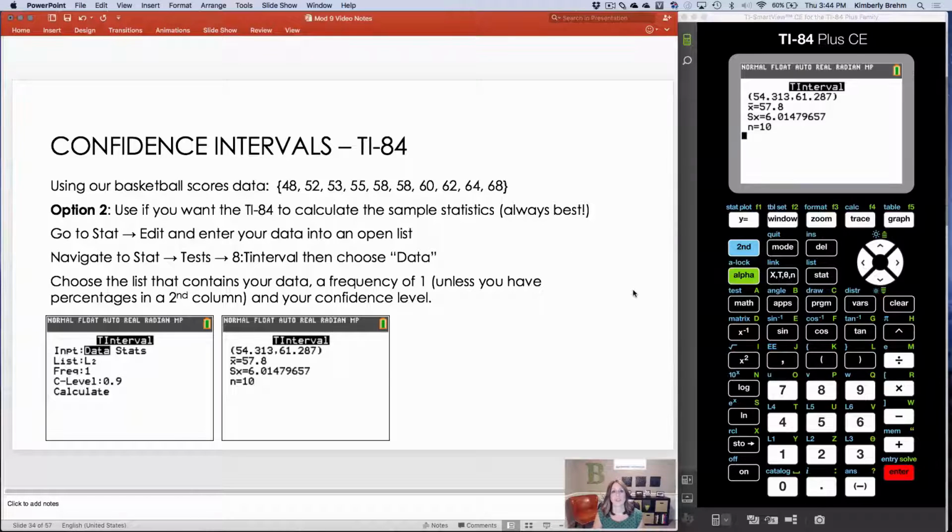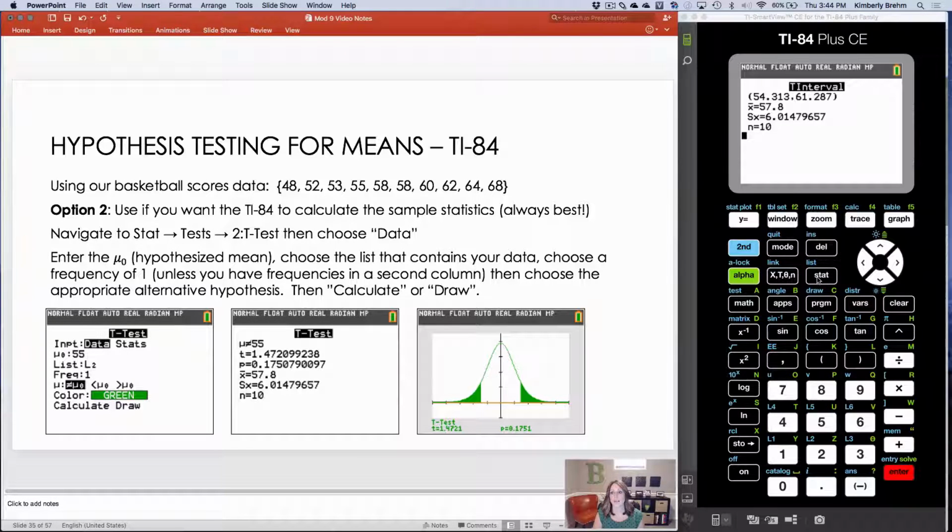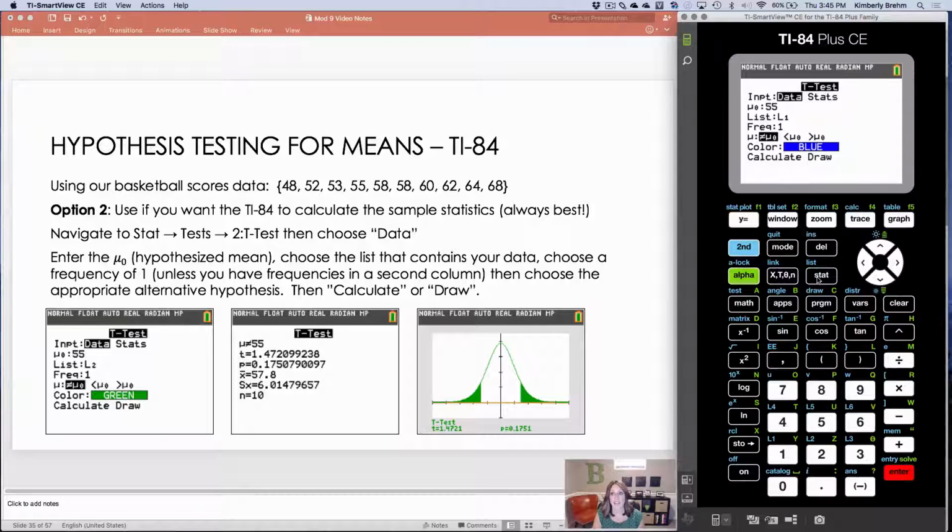And then if I wanted to do the same for a hypothesis test using my data, I would go to Stat, Tests, and 2. Choose Data instead of Stats. I'm still including my null hypothesis, which was 55. Notice now I'm just choosing the list where I'm telling my calculator to get my data. Frequency is 1. Not equal to is my alternative. And then this time I'm going to choose draw just for fun. And as we can see, it's drawing the same picture in blue instead of green, but it's the exact same values that we're looking for here. So the 0.1751, etc.